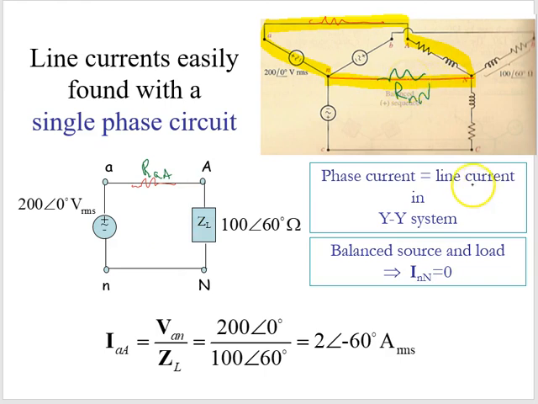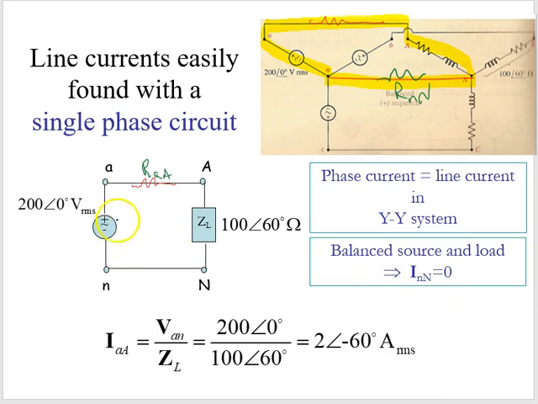So the other thing that we see is that our phase current is equal to our line current. So if we find IAA, we find IAN. So there's no point in finding both. That's always going to be true in a YY system, that the phase current's equal to the line current. You only have to find the line current. And again, since we have a balanced source and load, our neutral current INN is equal to 0.